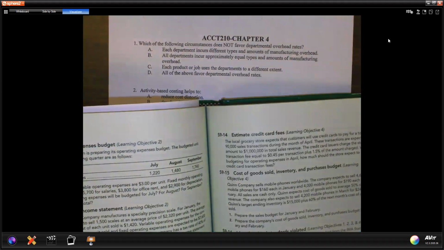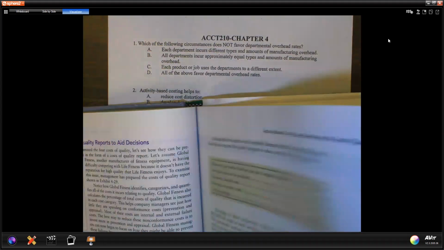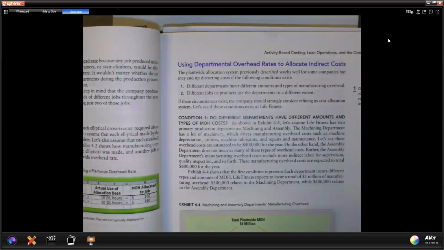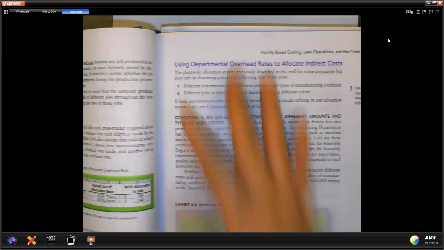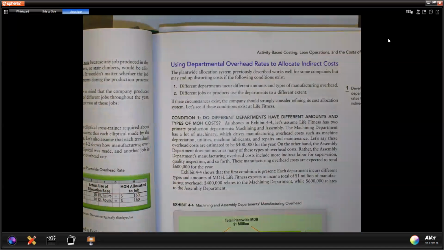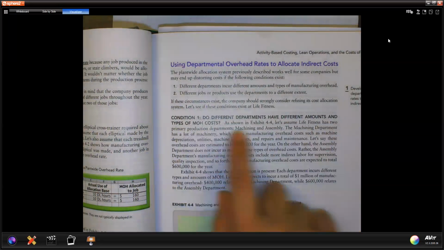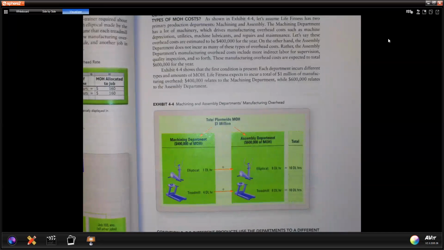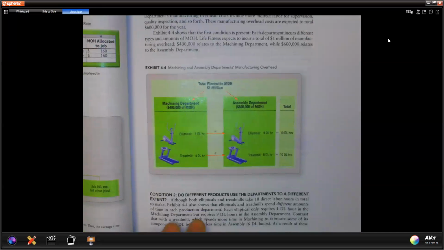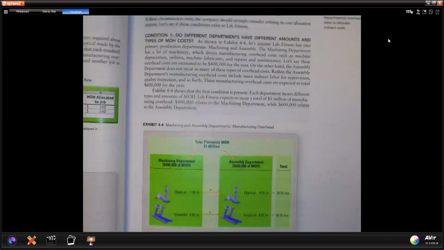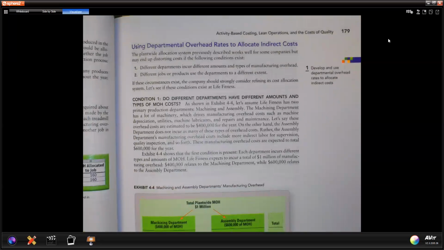If you go to textbook page 179, they say there are two situations where you want to use departmental overhead instead of plant-wide. First, different departments have different amounts and types of manufacturing overhead. Second, different products use the departments to different extents. So that is on your textbook page 179.